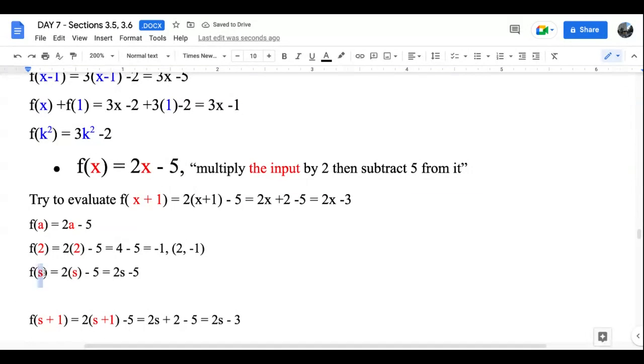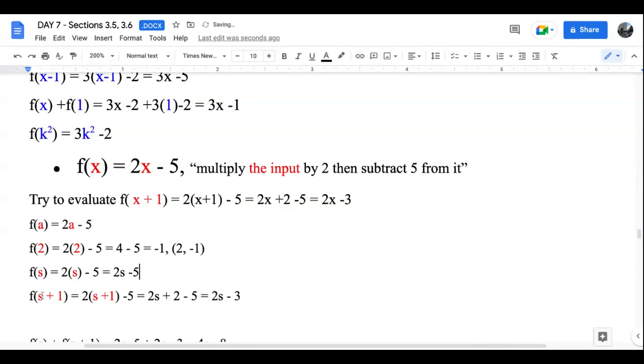If it's evaluation for s, f of s equals 2s minus 5. Just change the variable from x to s. Now f of s plus 1: the input is s plus 1. Follow the same pattern. We multiply the input by 2 and subtract 5 from it. Then we simplify and get 2s minus 3.